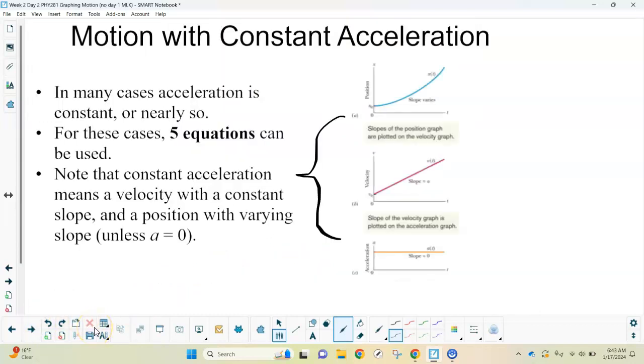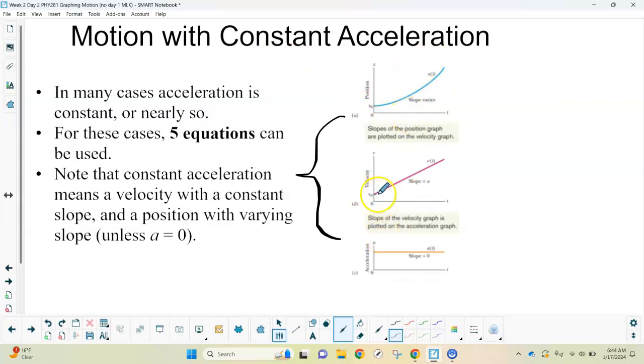All right. So the main part of today's lesson is talking about motion with constant acceleration. Lots of times, acceleration is constant or fairly close to constant that we can approximate it. So we develop a whole type of method to solve problems that have constant acceleration. There are 5 equations that we can use, and the constant acceleration means that a velocity with a constant slope and a position with a varying slope. So these are what the graphs look like if you have constant acceleration. So you'd have some sort of curve or quadratic function here for position.